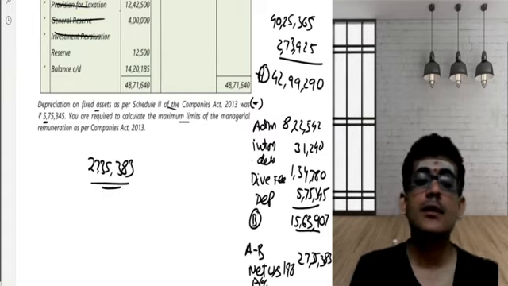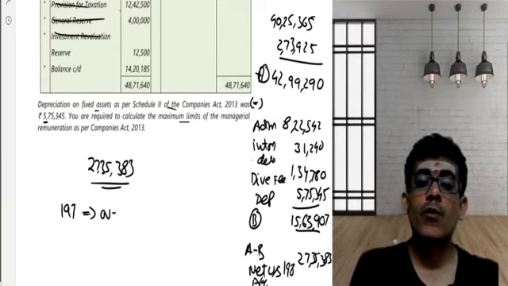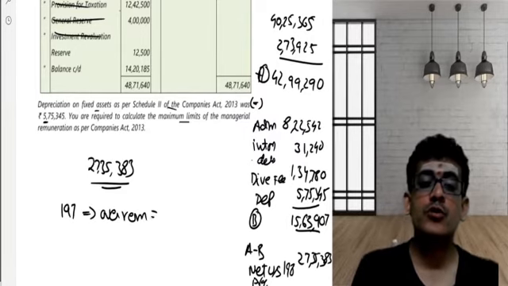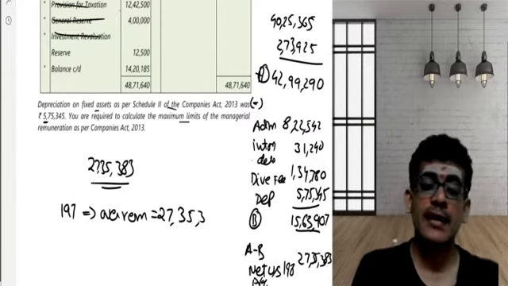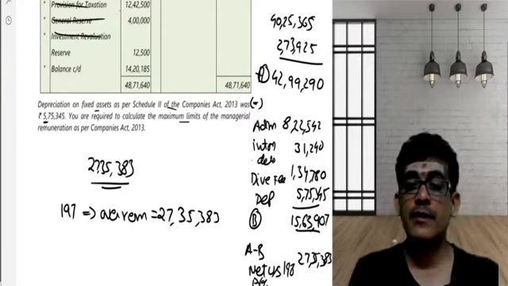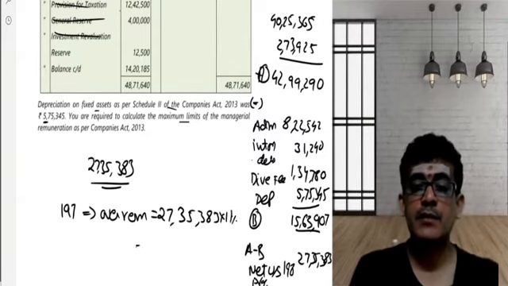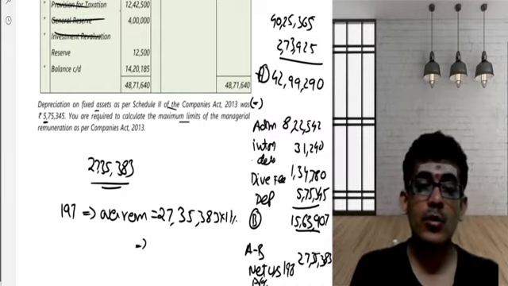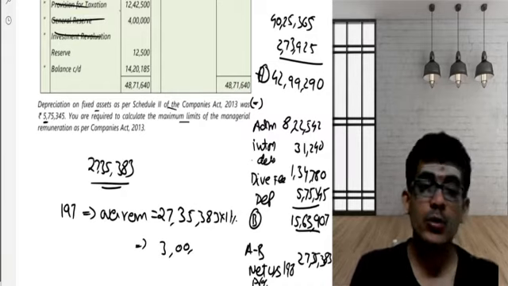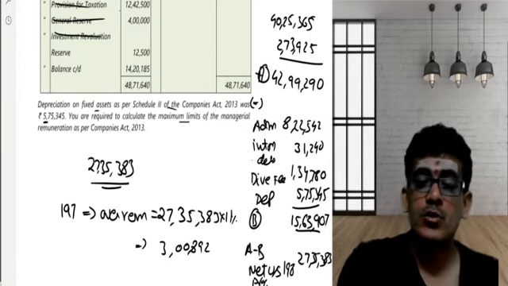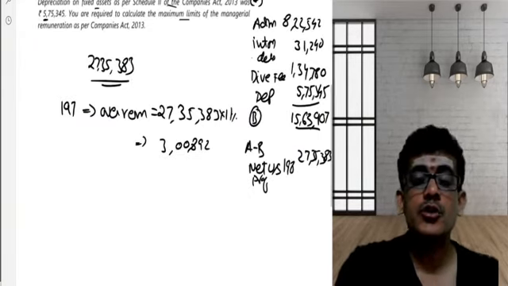27,35,383 is your net profit. So now what does section 197 say? The overall remuneration should not be more than 11% of the net profit. 27,35,383 into 11% gives you something called 3,02,892. So the managerial remuneration should be 3,02,892.